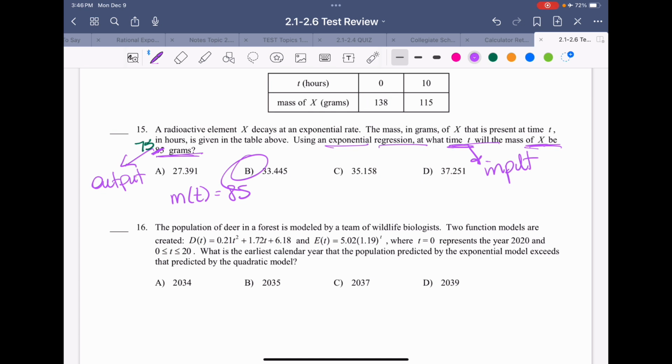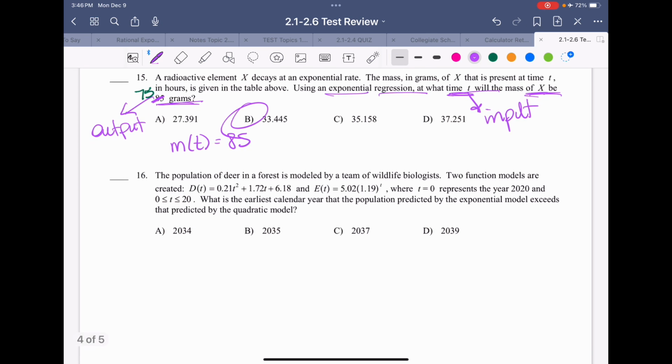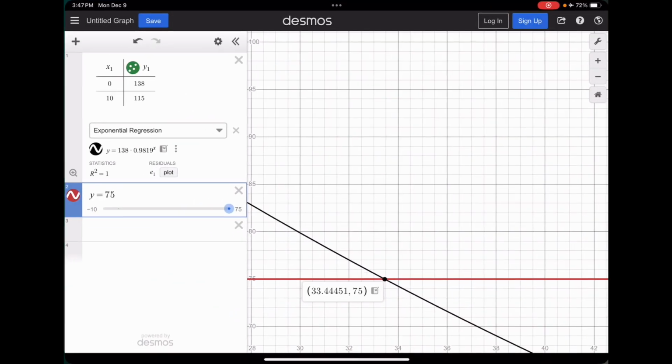All right, the population of deer in a forest is modeled by a team of wildlife biologists. 2 function models are created, where T equals 0 represents the year 2020. You also have to pay attention to this stuff. When is the year it represents 2020? That's T equals 0. I'm not going to be putting 2020 into anything. What is the earliest calendar year that the population predicted by the exponential model exceeds that predicted by the quadratic model? All right, so let's go and plot these graphs here.